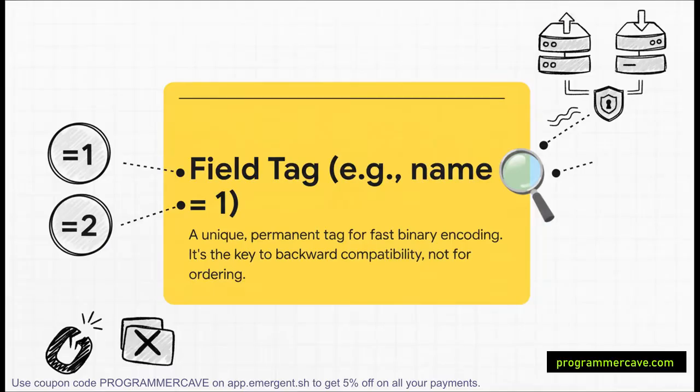Now, you might have noticed these numbers, the equals 1 and equals 2. You might think they're for ordering the fields, but nope. They are way more important than that. They are permanent, unique tags that are used in the binary format. This is the secret sauce for backward compatibility. It means you can add new fields with new numbers, and old clients will just ignore them. But if you ever change or reuse a tag, you break everything.